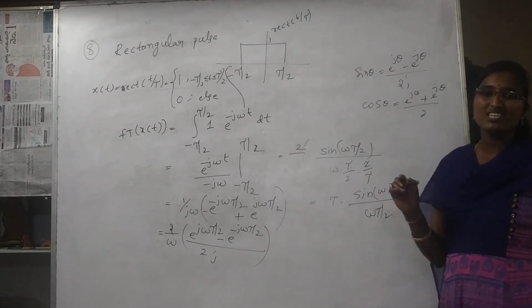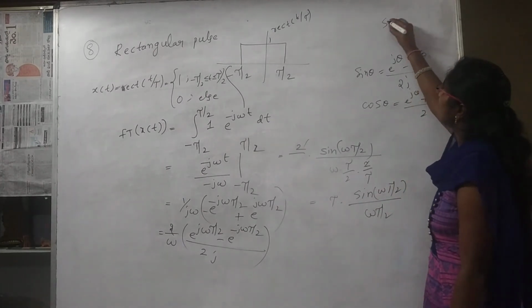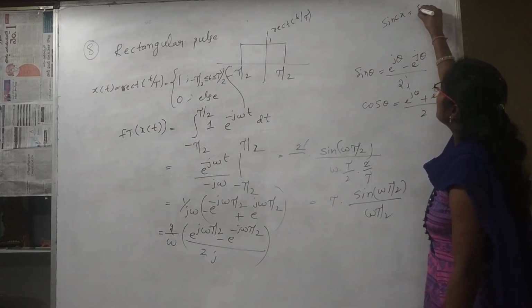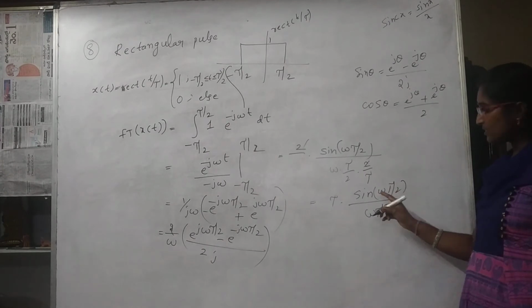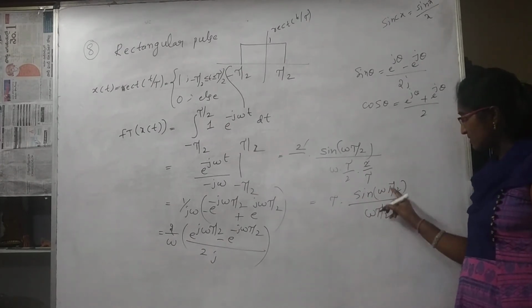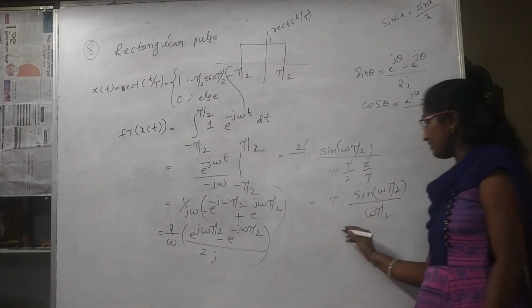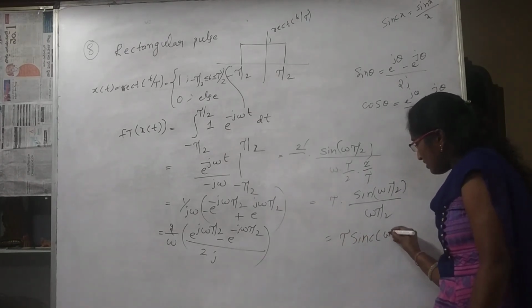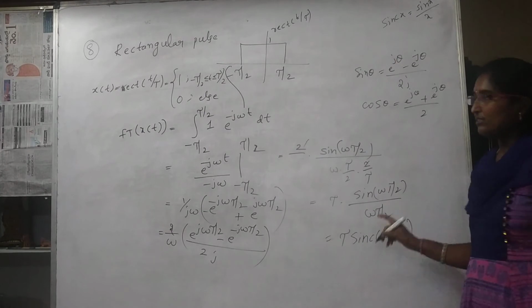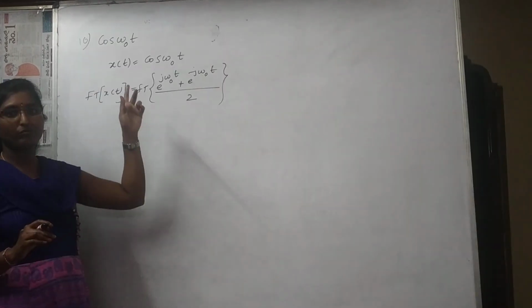What about the sinc function? Do you remember the sinc function? Sinc of x means what? Sin x by x is the sinc function. And this also looks like sin x by x, the same form. I can write it as a sinc function, sinc of omega tau by 2. This is the Fourier transform of the rectangular pulse.